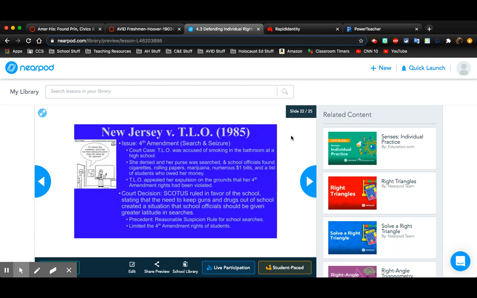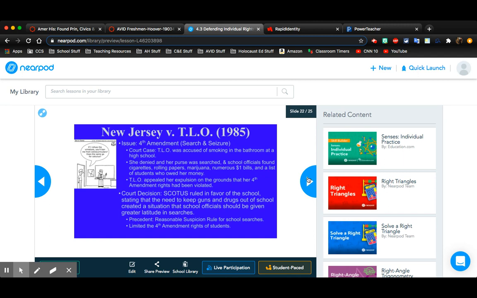All right, New Jersey versus TLO. This is dealing with Fourth Amendment illegal searches and seizures, but this is relevant to y'all because this happened at a school. Someone with the initials TLO was accused of smoking in the bathroom at a high school. She denied that this was going on, and her purse was searched. School officials found cigarettes, rolling papers, marijuana, numerous things of the like.